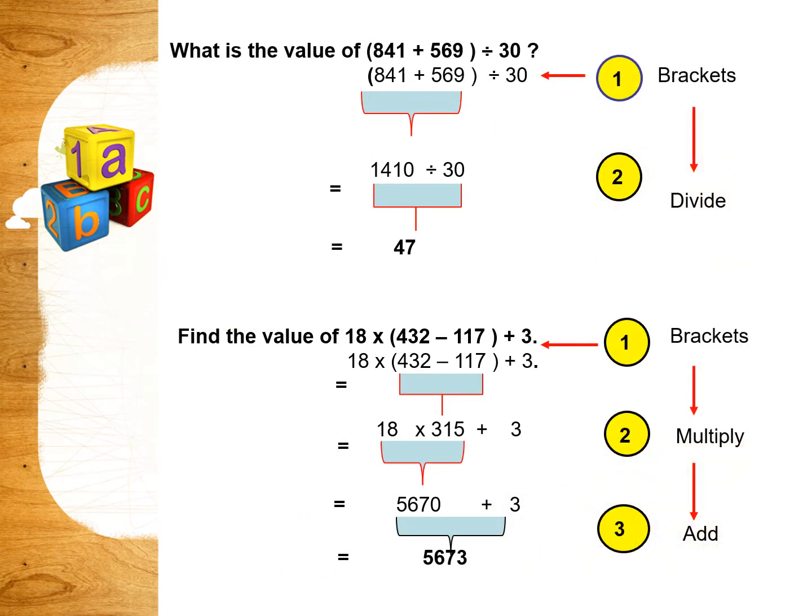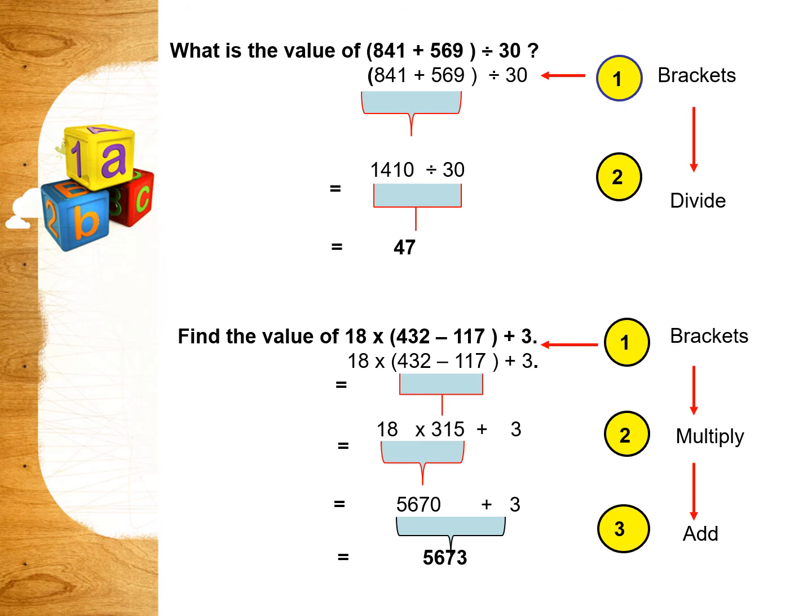Okay children, let's see the next example. What is the value of within bracket 841 plus 569 close the bracket divided by 30? Then what is in that one? They have brackets and they have 2 operations. What are the operations? They have addition and division there. When there are brackets in the number sentences, we work on the answer in the brackets first. First you have to solve in the brackets.